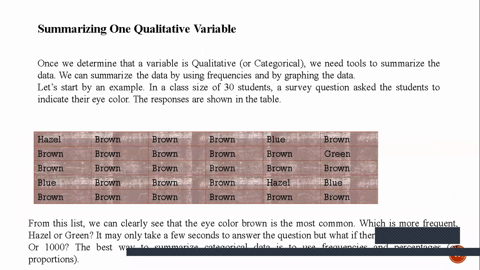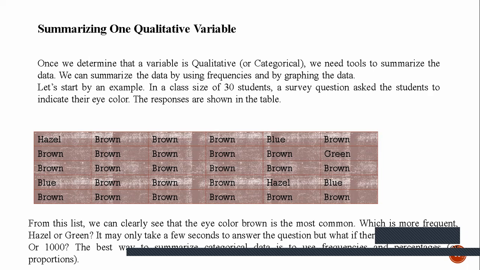So for summarizing one qualitative variable, once we determine that a variable is qualitative, or else categorical, we need tools to summarize the data. We can summarize the data by using frequencies and by graphing the data as well. Let's start with an example.